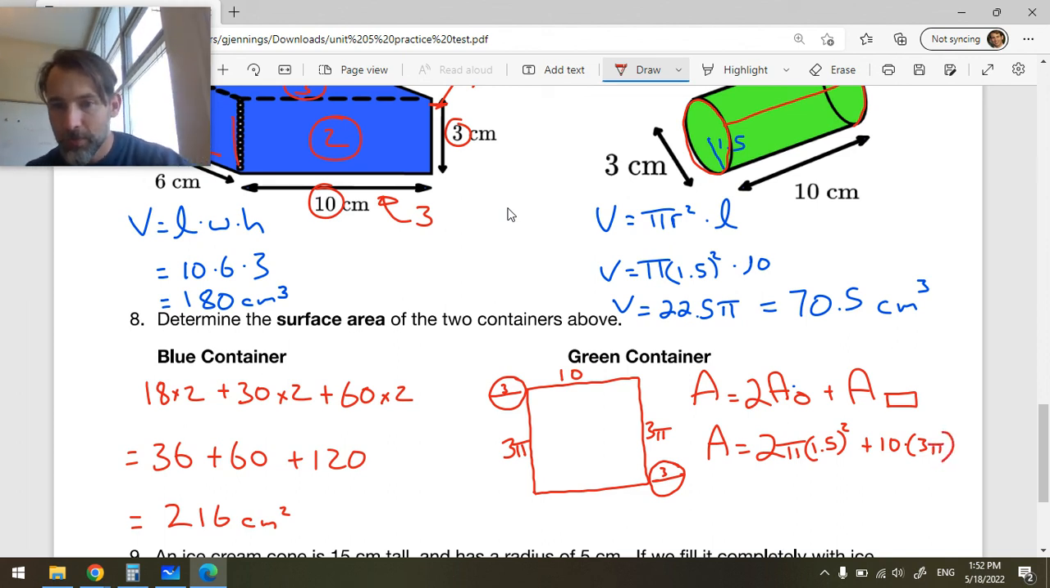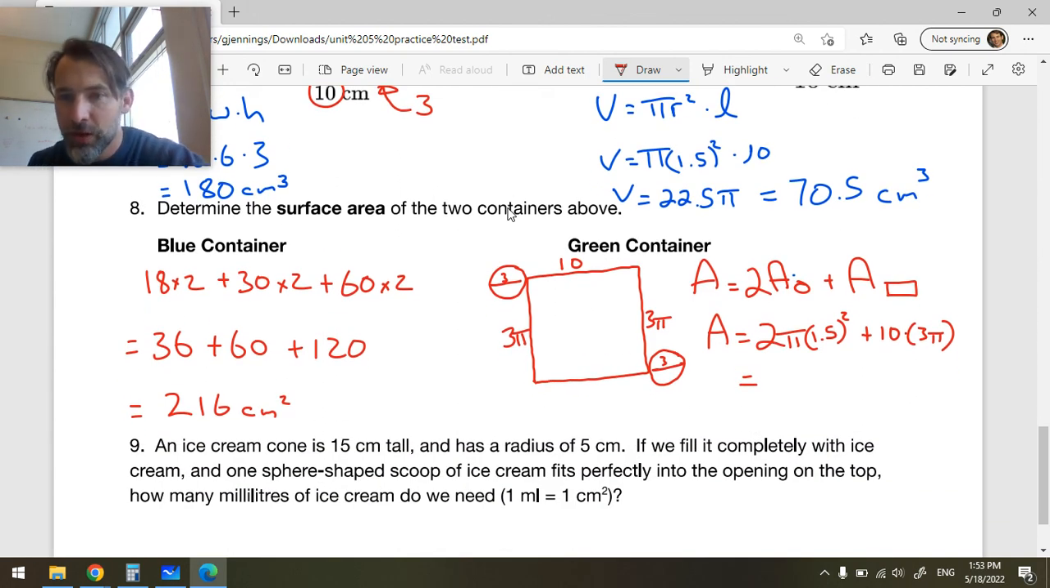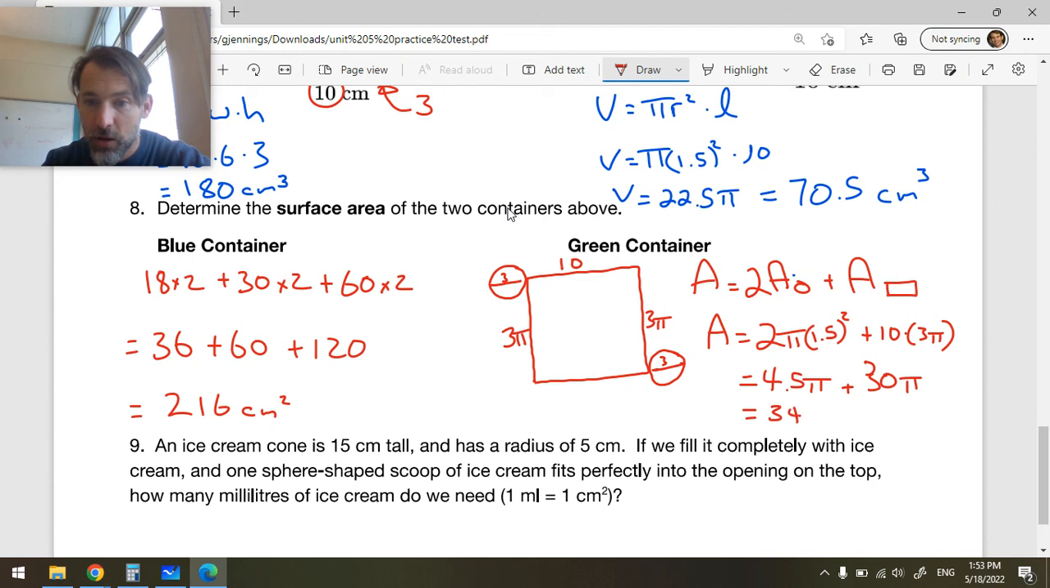Okay? So now we've got the area is equal to 2 pi times 1.5 squared. 1.5 squared is 2.25. 2.25 times 2 is 4.5. So this is 4.5 pi plus 10 times 3 times pi, which is 30 pi. So the total area is 34.5 pi.